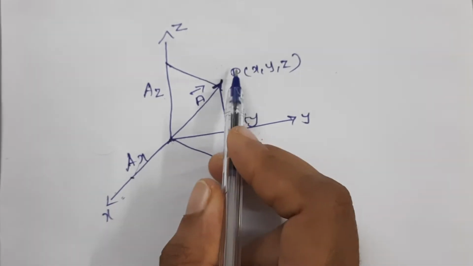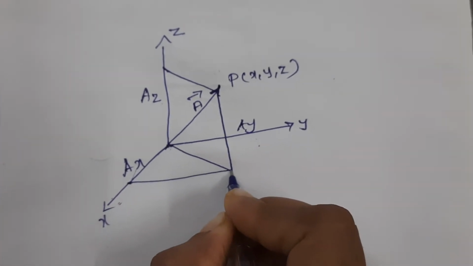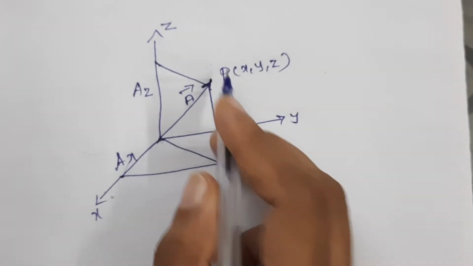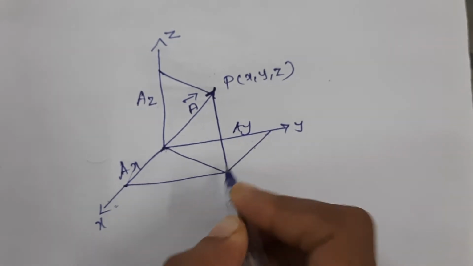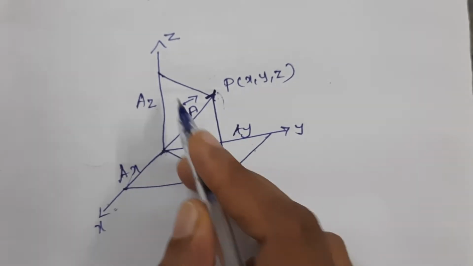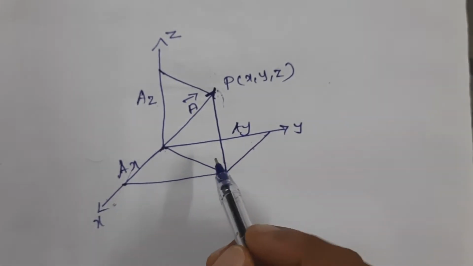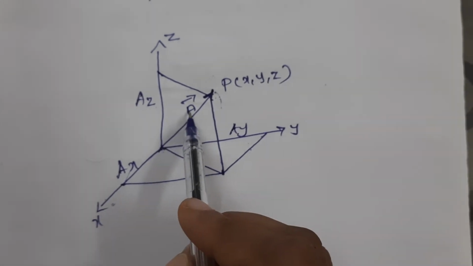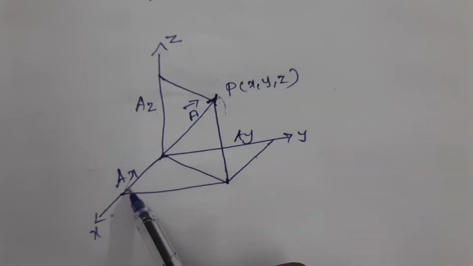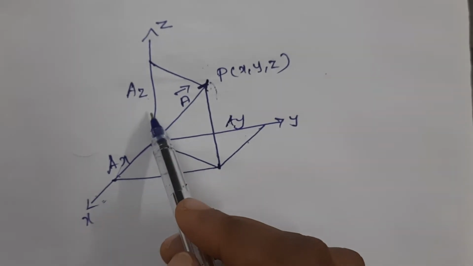So for this position, this is the y distance of this position, this is the x distance of this position, and this is the z distance of this position. So this is a three-dimensional Cartesian coordinate system. We can resolve the A vector into three components: Ax i cap plus Ay j cap plus Az k cap.